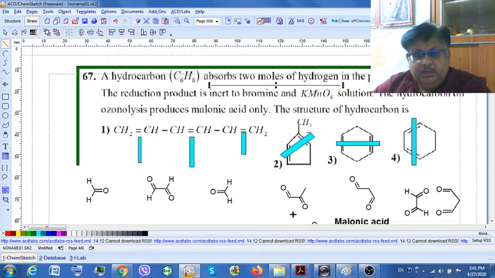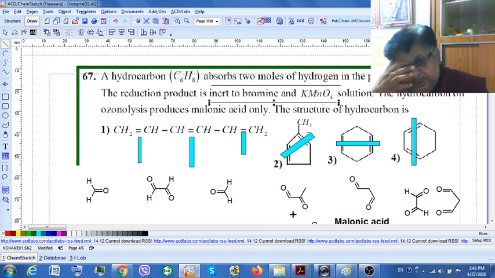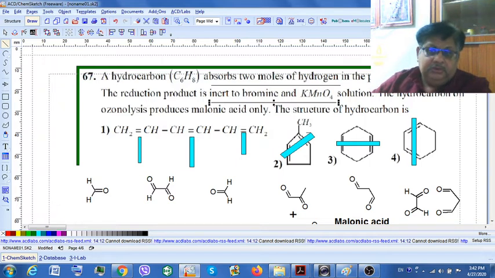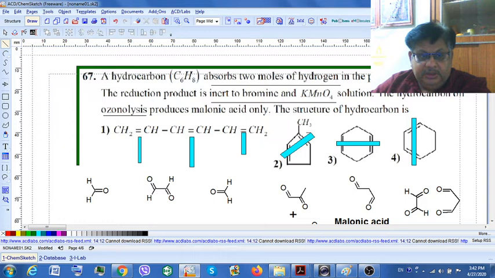Further, the reduction product is inert to bromine and KMnO4. Now, this also indicates one more point, that the product that is being formed should not react with bromine and KMnO4. The hydrocarbon on ozonolysis, that's the key word there, ozonolysis, gives you malonic acid only.